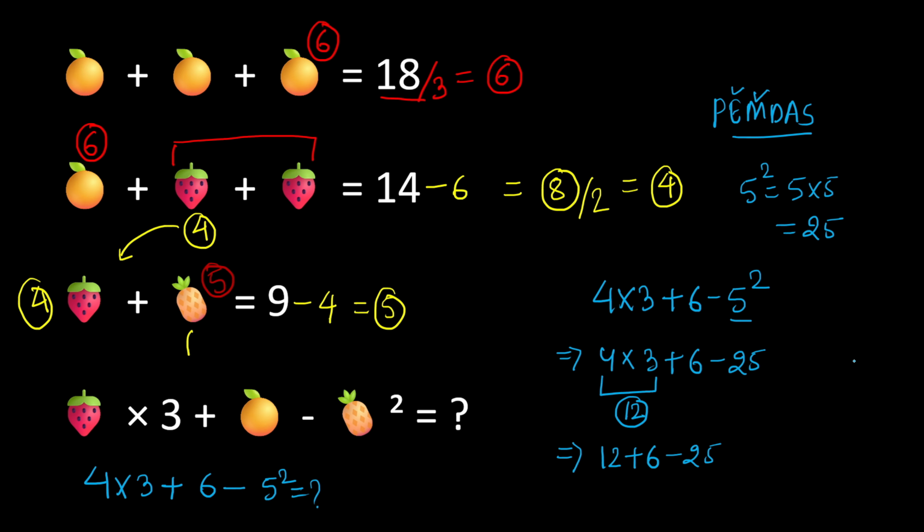Now addition and subtraction are equal, so we will go left to right. Here 12 plus 6 will give the result 18, minus 25, and 18 minus 25 will give minus 7. So here minus 7 is the right answer.